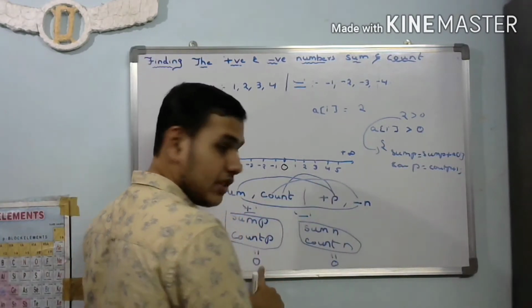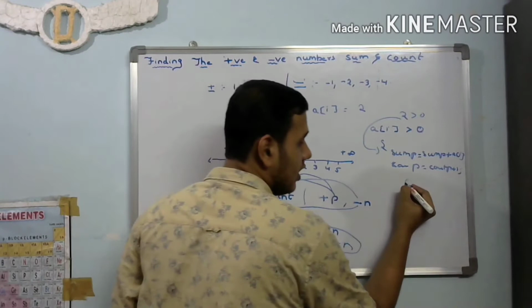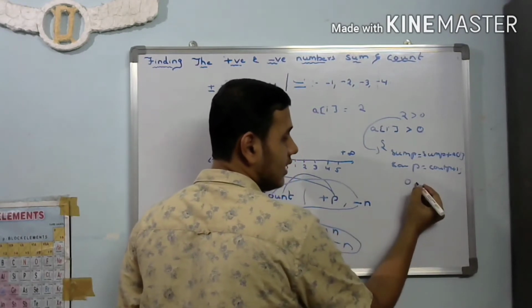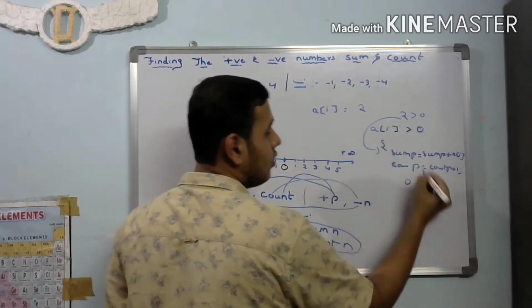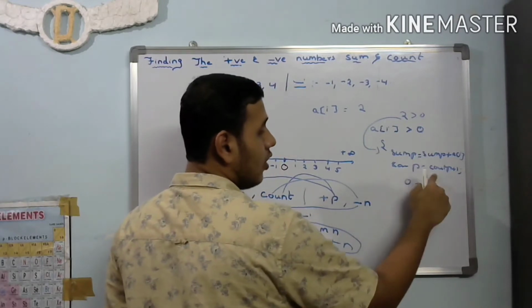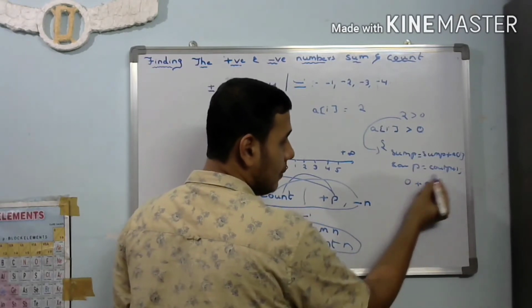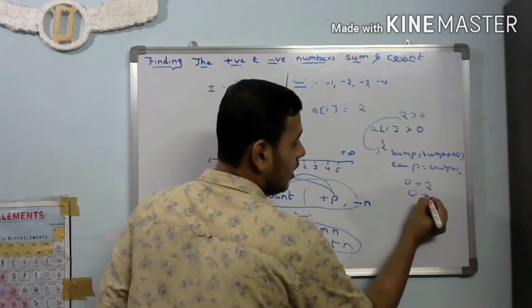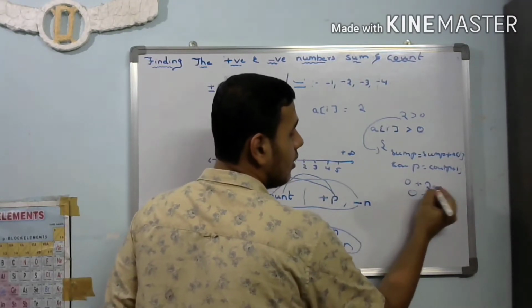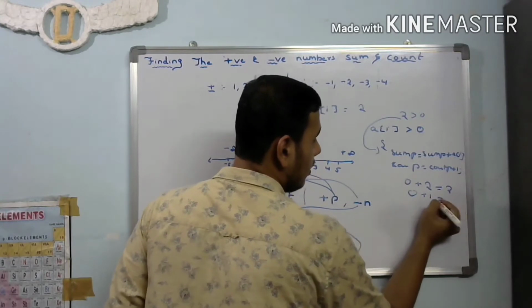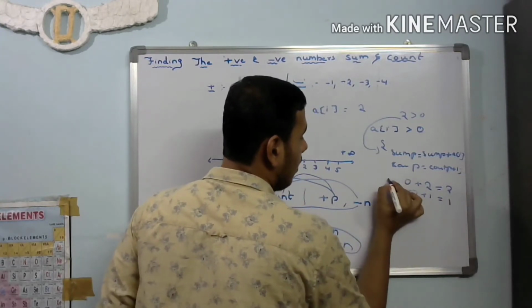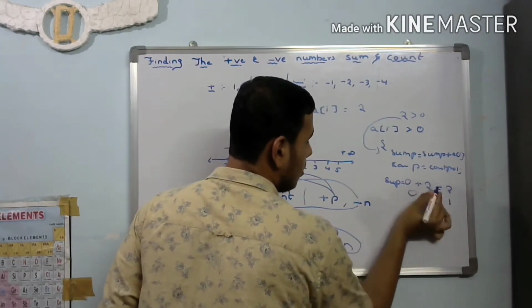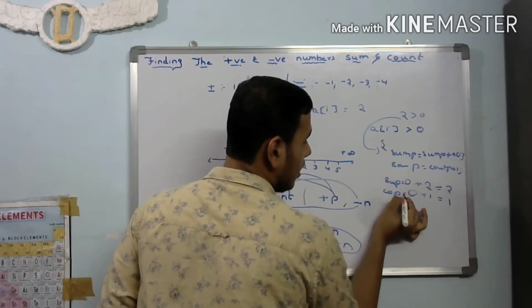Sum p is initialized to 0 at the start. Then sum p is 0 plus a of i, and a of i is 2. And count p is also initialized to 0 at first, then plus 1: 0 plus 1. So 0 plus 2 is 2, and 0 plus 1 is 1. Now sum p is equal to 2, and count p is equal to 1.